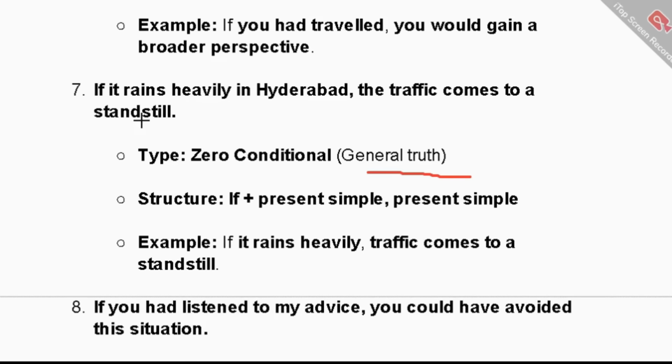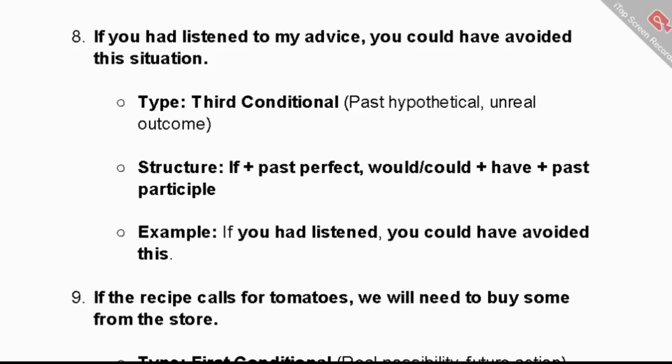Now the seventh one: if it rains heavily in Hyderabad, the traffic comes to a standstill. This is zero conditional because it's a general truth or fact. Here we have the structure: if plus simple present, plus simple present, the traffic comes to a standstill. Here we don't have any would or will or have form, just simple present plus simple present. So it's zero conditional.